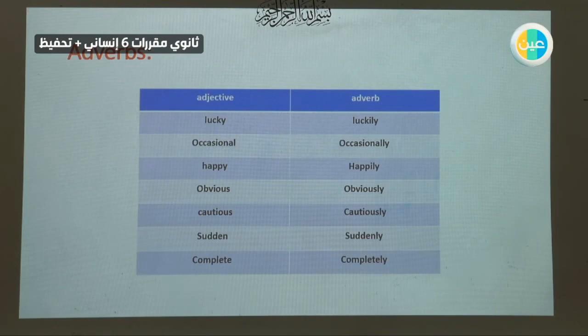Happy, we know what it means, happy? The adverb is happily. Obvious means clear. So the adverb is obviously. Cautious, when you do something while being careful. Okay, it's not something safe, so you have to be cautious, and the adverb is cautiously. Sudden, as we said before, something happened just like this. There is no introduction or plan. Suddenly. Complete, completely. The entire, the whole. So we say completely.